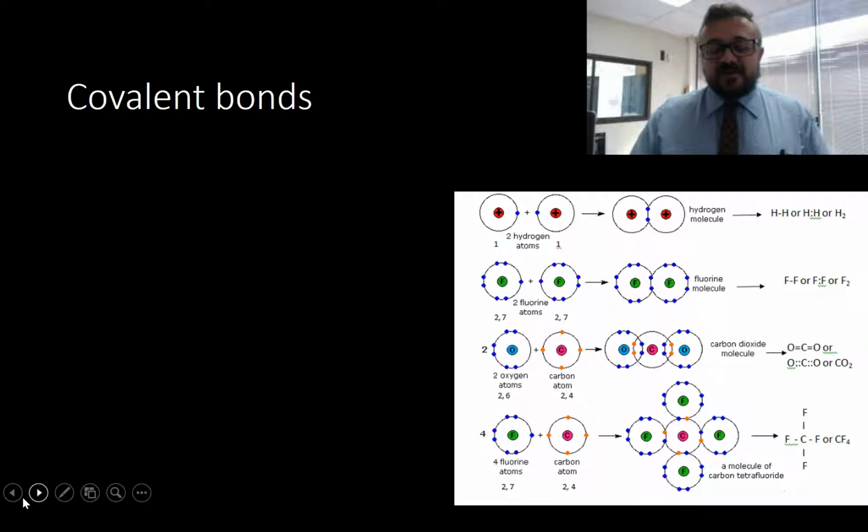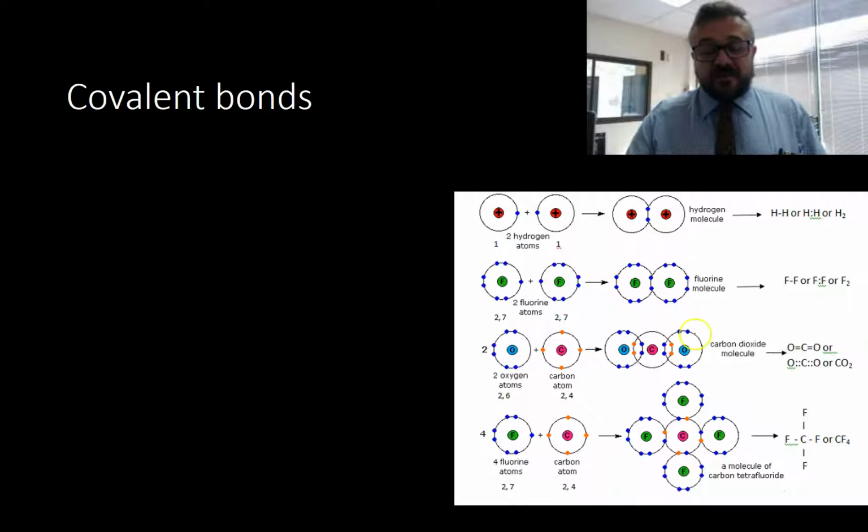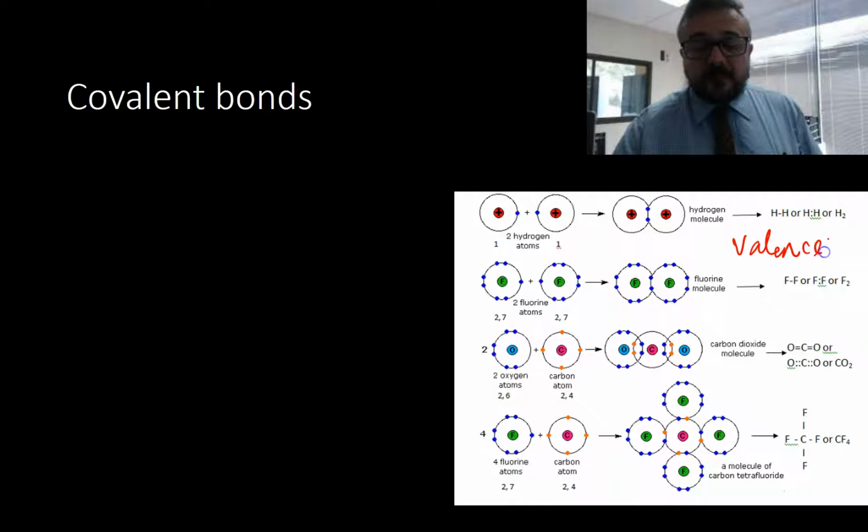Here we have some excellent diagrams of covalent bonds. The only electrons that we can see on this diagram are the valence electrons. That's important. The valence electrons are there to show us what's happening. The one thing you'll notice is that we've got a lot of combining elements here, which are sharing electrons. And the reason they share electrons is to make up that stable octet.